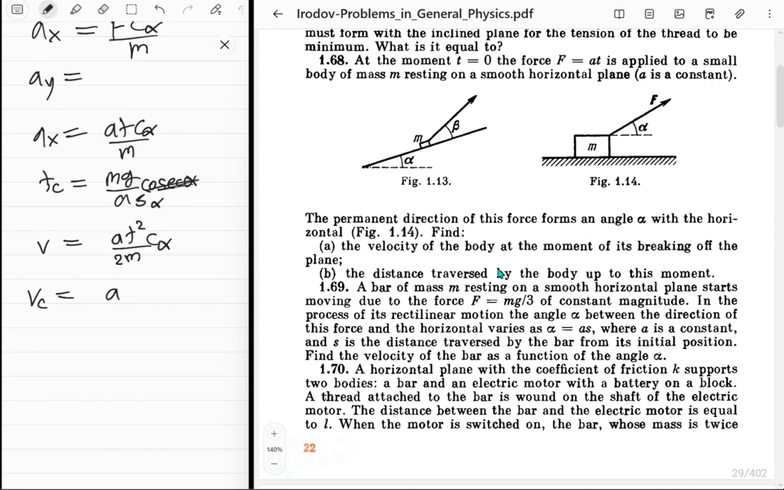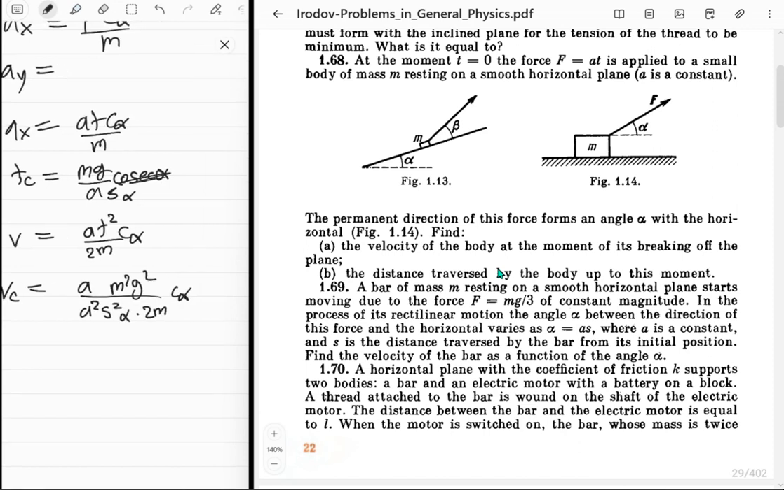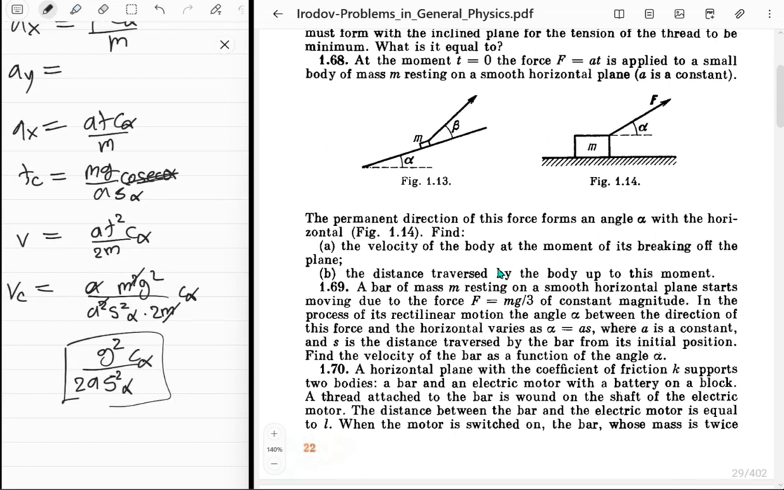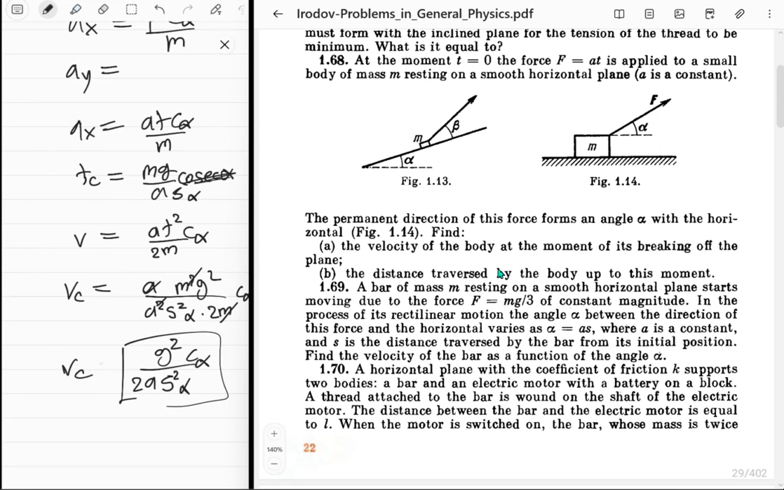Lots and lots of calculation, I think. So a times this thing, which is m squared g squared upon a squared sine squared alpha, you got this times 2m cosine alpha. Okay, m cancels, a cancels. Just got g squared upon 2a sine squared alpha cosine alpha. This is our critical velocity.